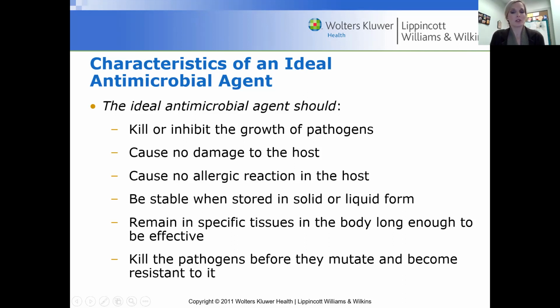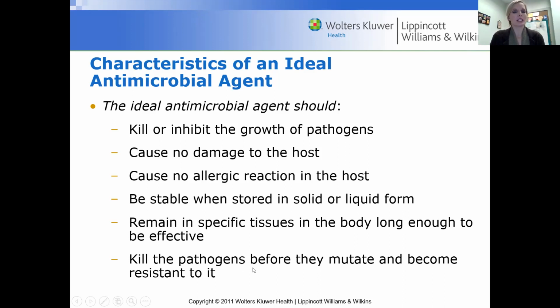We want it to be stable when stored in solid or liquid form. We want that medication to be able to be in pill form or liquid form that the patient can take, and not be disrupted in any way. We want it to remain in specific tissues in the body long enough in order for it to be effective. We don't want it to be something that the body just processes immediately, digests, and gets rid of. Instead, we want it to stay within the body so that it can do its job, long enough to kill or inhibit the growth of the pathogens.